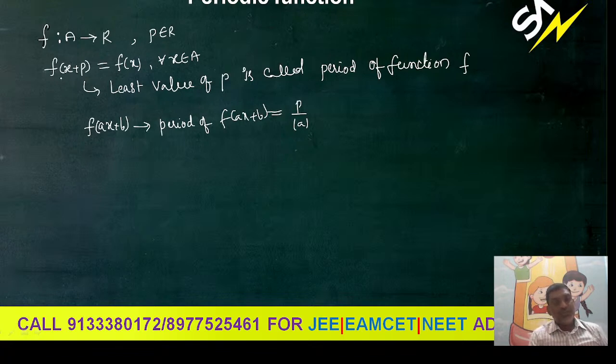Here the coefficient of x is 1. That is the reason we are getting the period as p. But in the second function f of ax plus b, the coefficient of x is a. Whatever the coefficient of x is, that comes under the denominator. So the period of f of ax plus b is p divided by modulus of a. Before going to discuss the other functions, let us see an example.